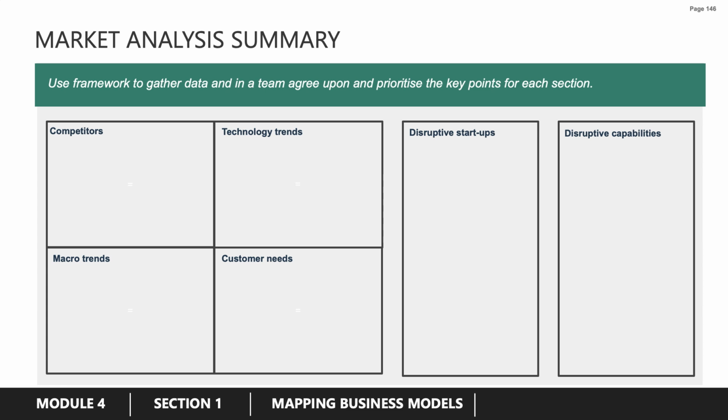And what are the disruptive capabilities? Capabilities are about things like activities and resources, but what are they doing differently? Do they have IP? What are the capabilities that are coming into play in the market? So that's more of a higher level overview of some of the capabilities that companies are starting to develop.